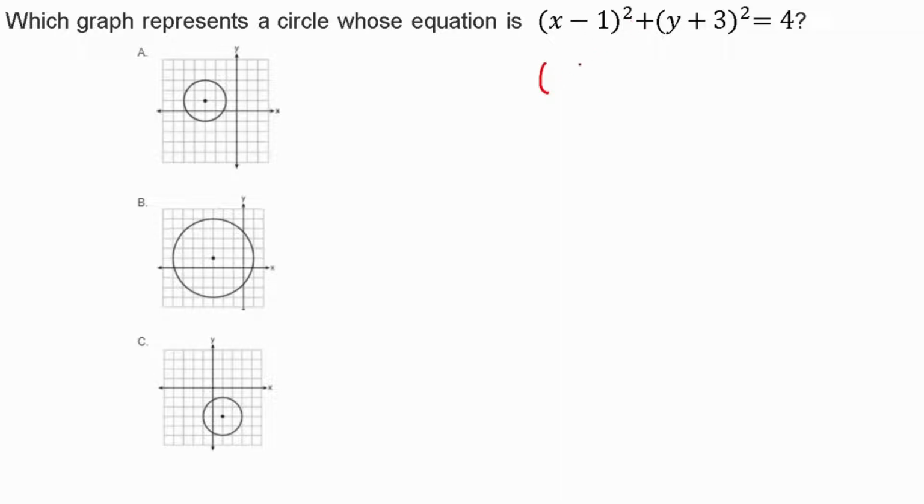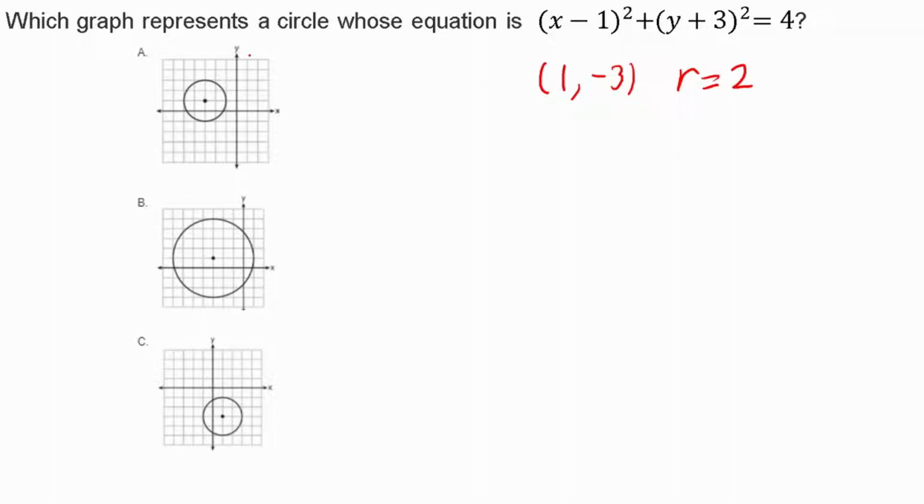So my coordinates for this, remember, x, we take the opposite number. So since it's a -1, we're going to go +1, comma. And then my y, since it's a +3, we're going to go -3. And then my r is the square root of 4, which this one's actually a perfect square. And the square root of 4 is going to be 2.